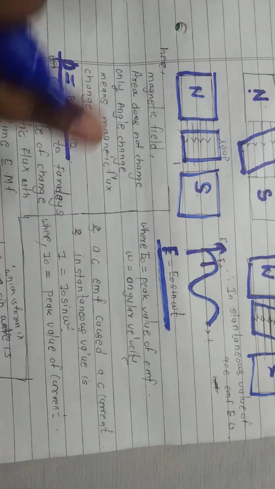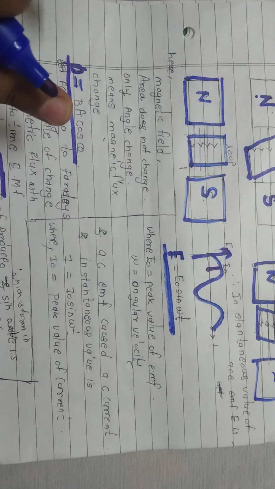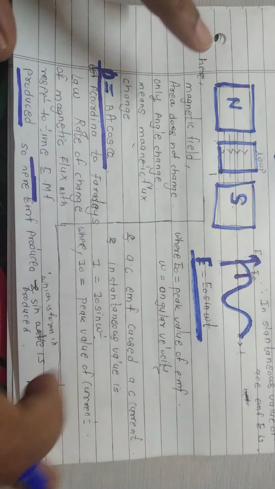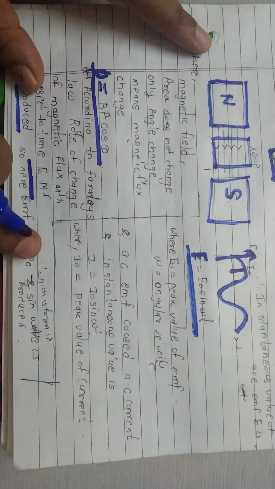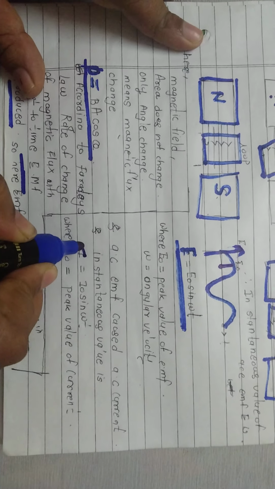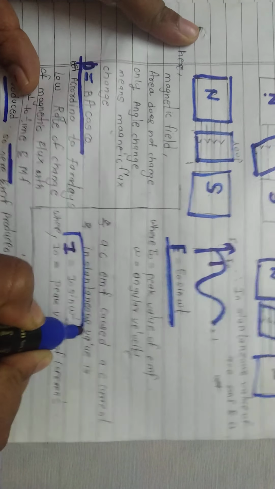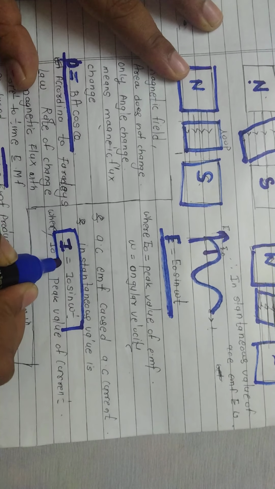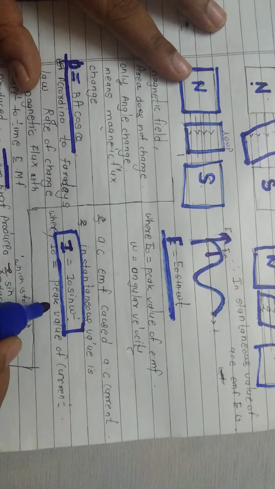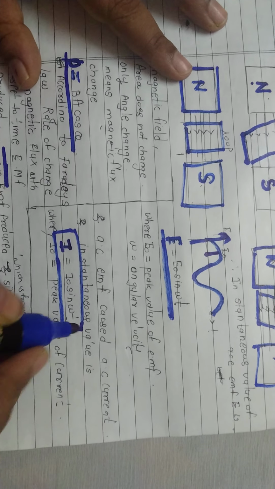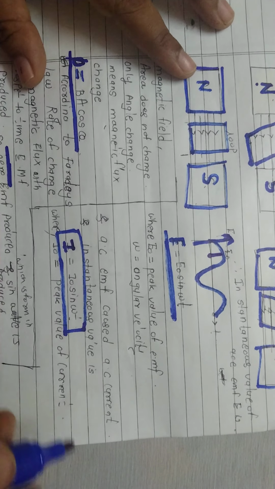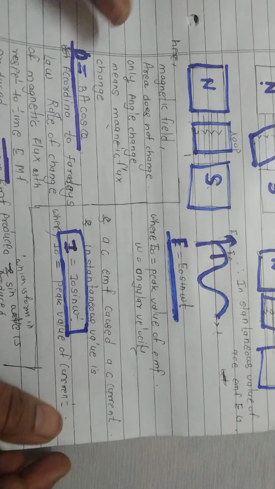Let us see, AC EMF causes AC current. So we will get the instantaneous current I is equal to I0 sine omega t. Here I0 is the peak value of current, and sine omega t gives a sine wave. So I is equal to I0 sine omega t.